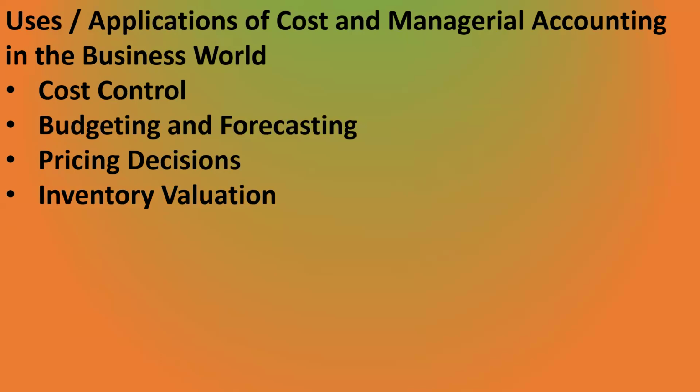Another important use is, you can say, inventory valuation. Cost accounting helps determine the value of the company's inventory, which is essential for financial reporting. We will learn in the next lecture that we have three types of inventories in cost accounting. We have raw material inventory, work in process inventory, and finished goods inventory. So all three types of inventories are very much important in cost accounting.